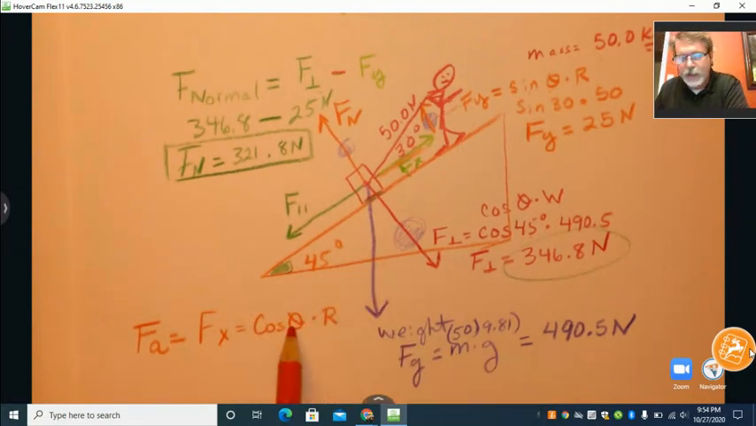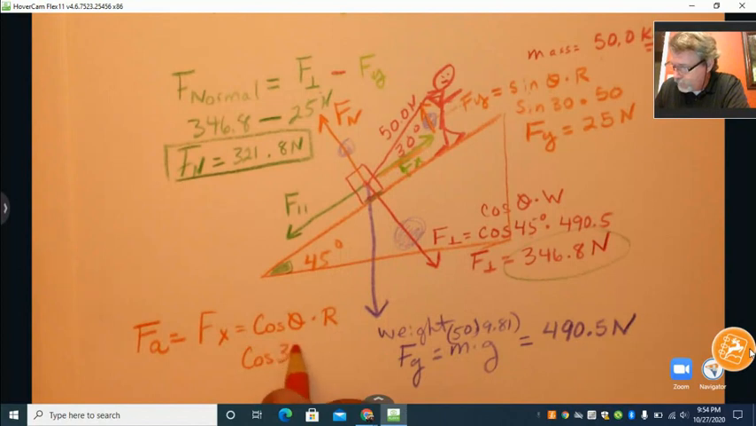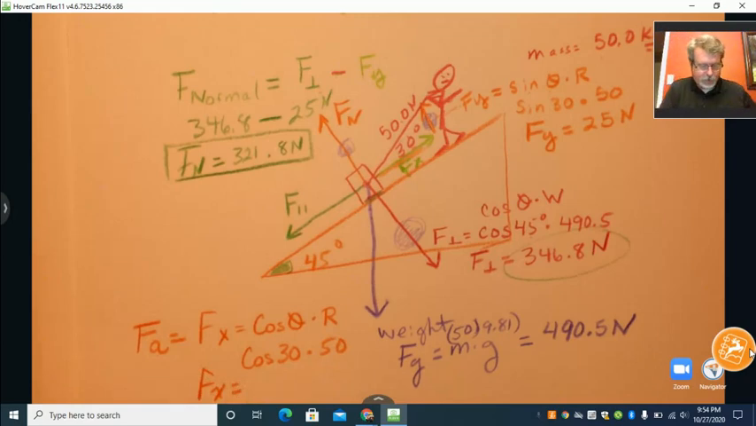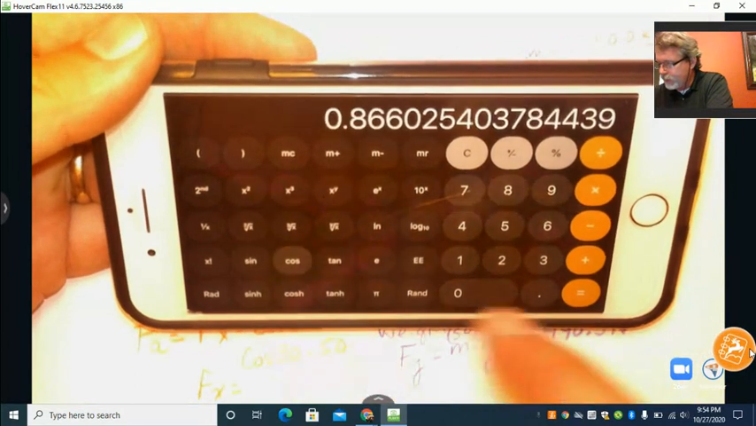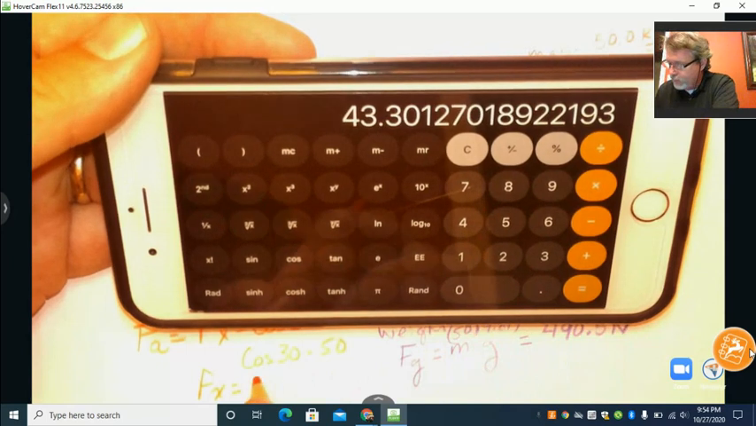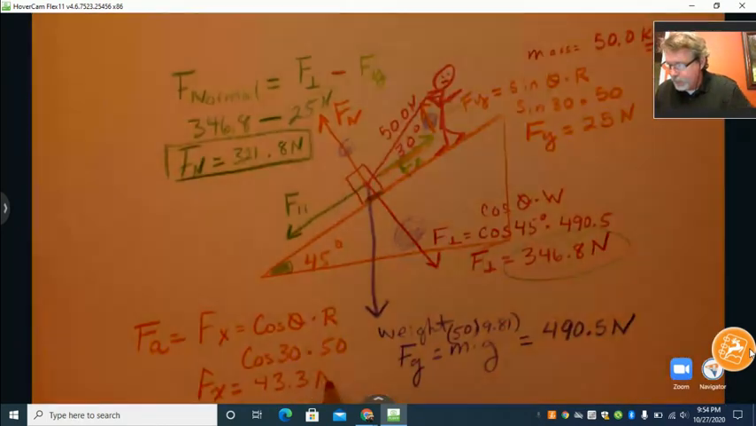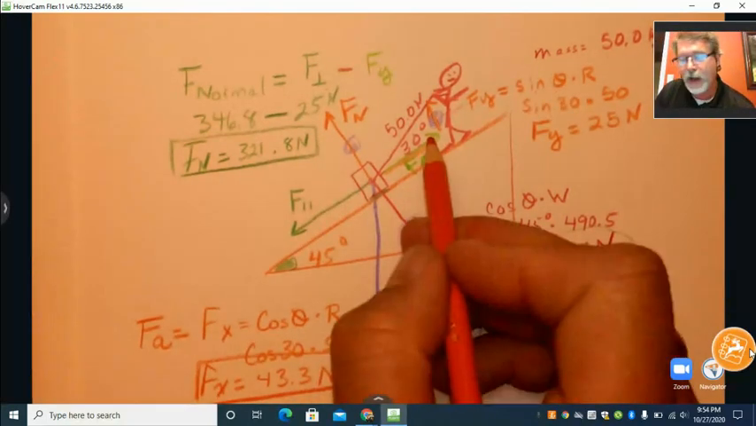Now this theta is the angle he's pulling at, not the angle of the incline, but the angle he's pulling. So it's the cosine of 30 times 50. So f of x equals, and we'll get the calculator to solve that. So 30 cosine times 50 equals 43.3 newtons. So the force being applied is 43.3 newtons by the boy.